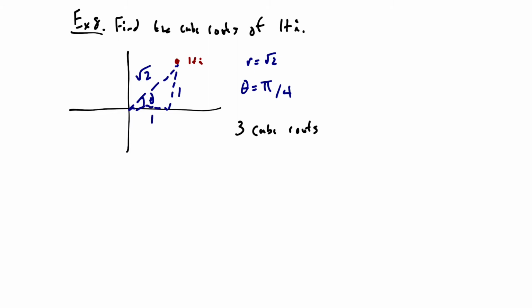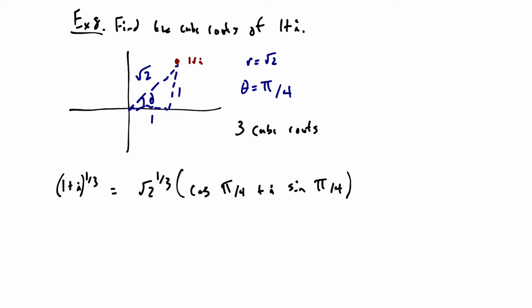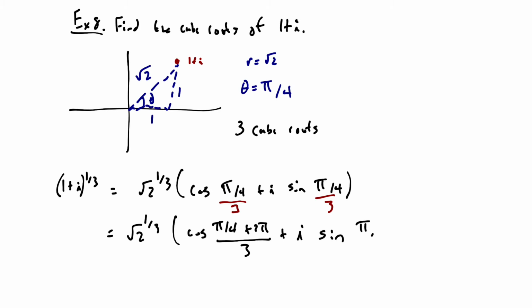And so applying our corollary, we'll get that the cube root of 1 plus i will be one of the following. Either it's the square root of 2 raised to the 1/3 times cosine of pi divided by 4 plus i sine of pi divided by 4, or it's the square root of 2 raised to the 1/3 times cosine of pi divided by 4 plus 2 pi divided by 3. Oh, so I forgot the 3's down here. Now let's continue with what we were just working on. So this is i sine of pi divided by 4 plus 2 pi divided by 3.